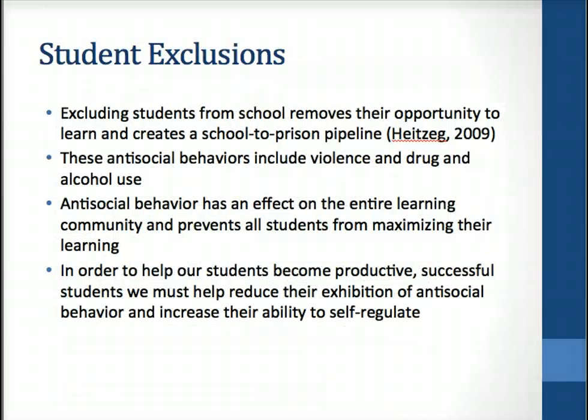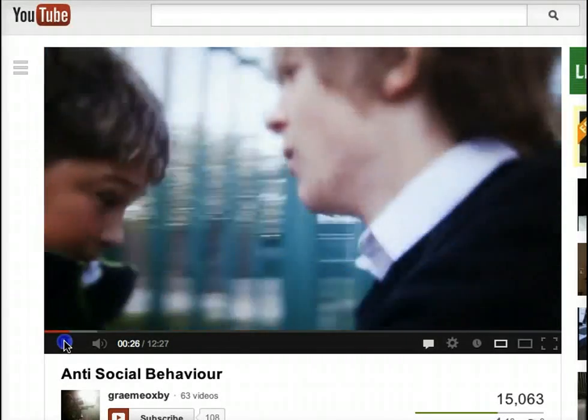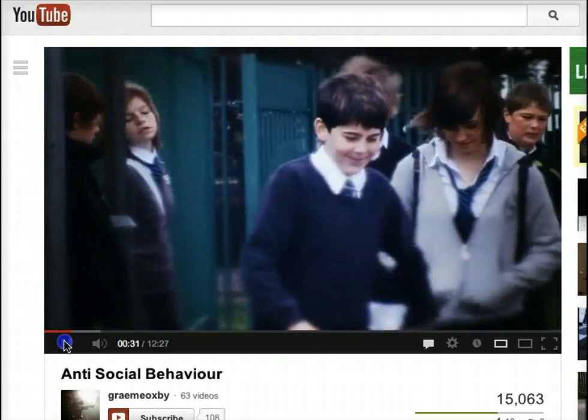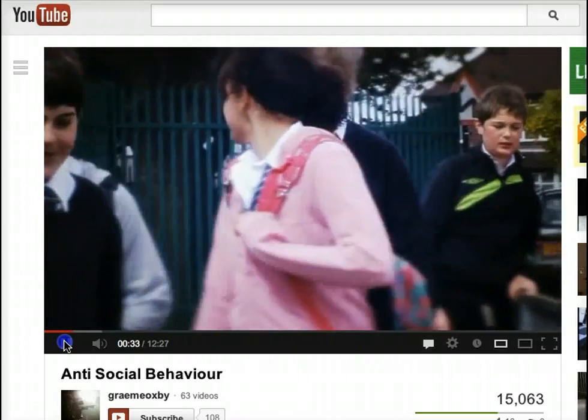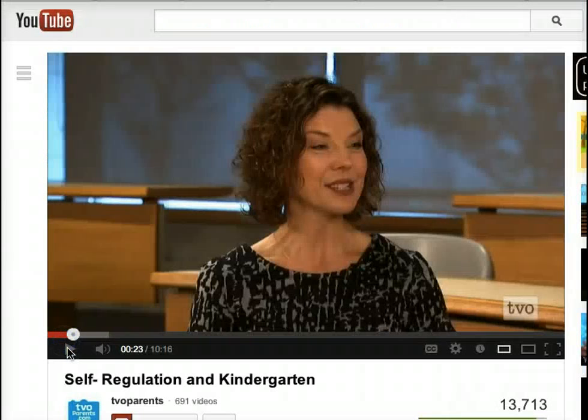Antisocial behaviour has an effect on the entire learning environment and prevents all students from maximising their potential. Providing students with an opportunity to learn self-regulation skills is essential for them to be successful. Self-regulation is the ability to control one's thoughts, emotions, and behaviours. This next clip presents the effects of effective self-regulation.